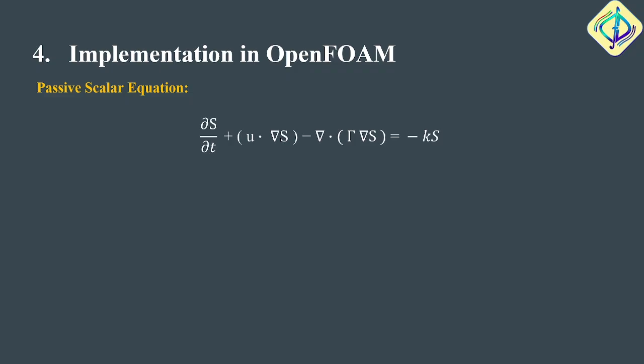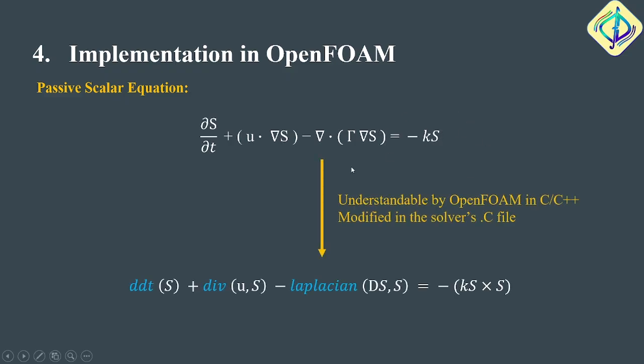You have dou s by dou t, and then you have your divergence term, and then you also have the Laplacian term over here with the divergence of s, and then you have your source term on the right. Okay. So this is the overall thing. So when you are modeling or coding this into OpenFOAM, since OpenFOAM is in C++, you cannot directly just type dou by dou t and expect it to understand. So you have to break it down into simple C language.